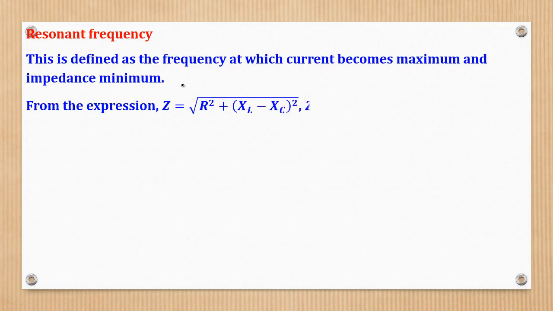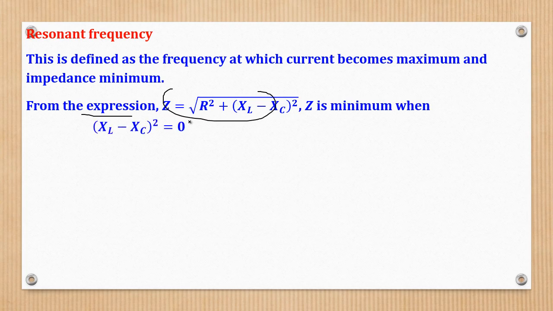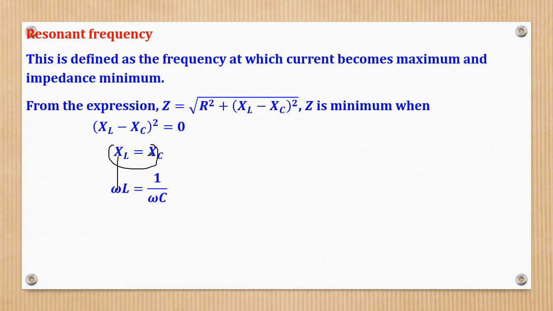So from algebra, we know that for this expression to be minimum, it implies that this term should be 0. And when it is 0, we come up with XL being equal to XC. Now what is XL? It is omega L. And XC is 1 over omega C. So when I rearrange, omega squared is equal to 1 over LC. Make omega the subject, and I come up with 1 over square root of LC.